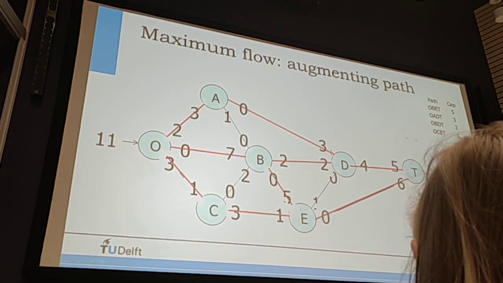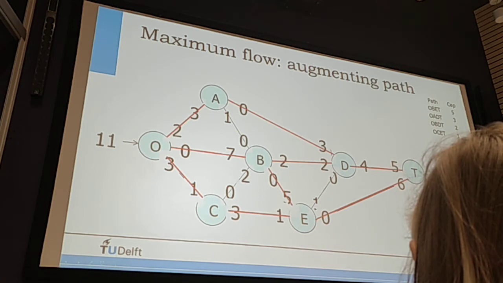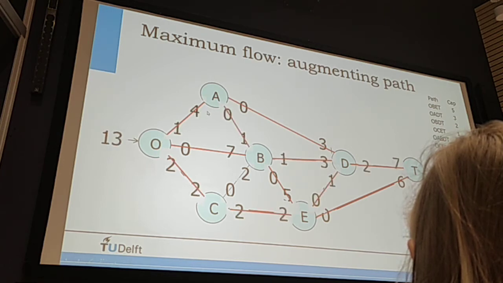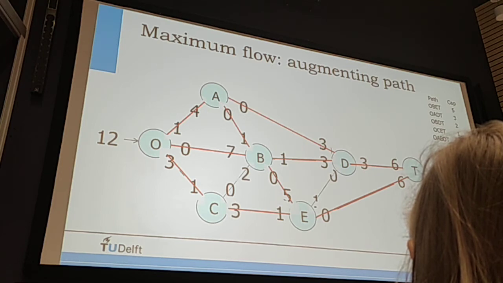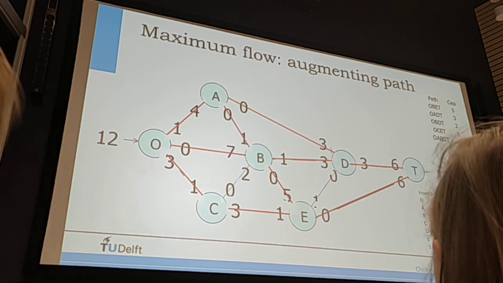Okay, now the next path, OABDT. We still have some capacity latent here, so if we add a flow here, OABDT, AB has capacity 1, so we can only add 1 here, so we do that. And then we go from 11 to 12. Let's use the arrows, it's more accurate than the mouse wheel. So, where else can we add a flow? OCEBT.